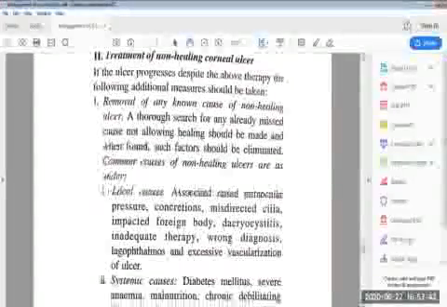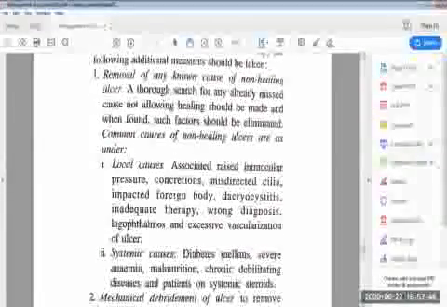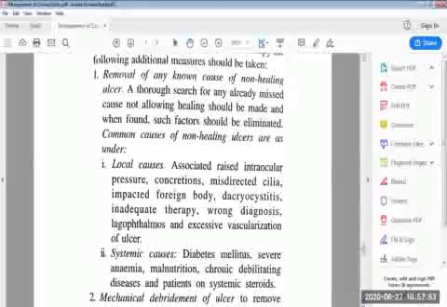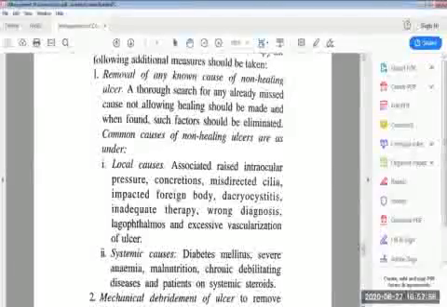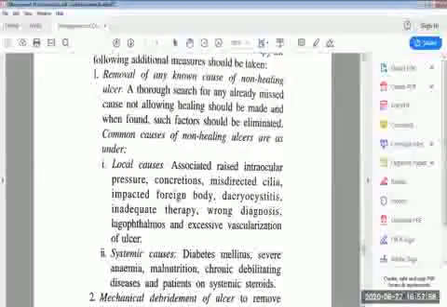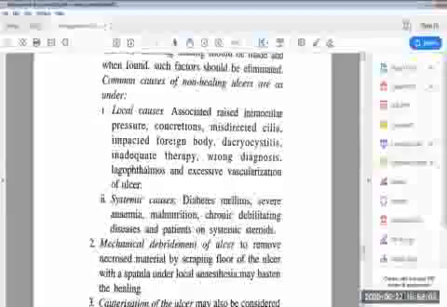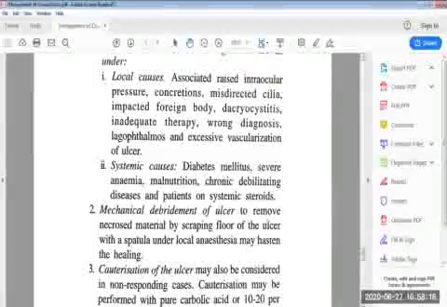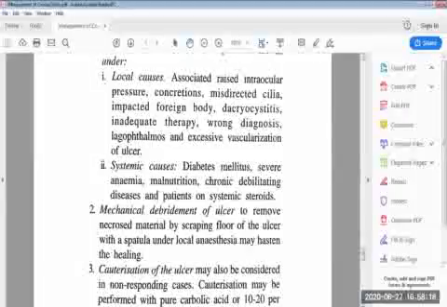First, the removal of any cause of non-healing ulcer. A thorough search for any already missed cause not allowing the healing should be made, and when found, such factors should be eliminated. The common causes of non-healing ulcers are as under. Local causes: the associated raised intraocular pressure, concretions, misdirected cilia, impacted foreign body, dacryocystitis, inadequate therapy, wrong diagnosis, lagophthalmos, and excessive vascularization of ulcer.